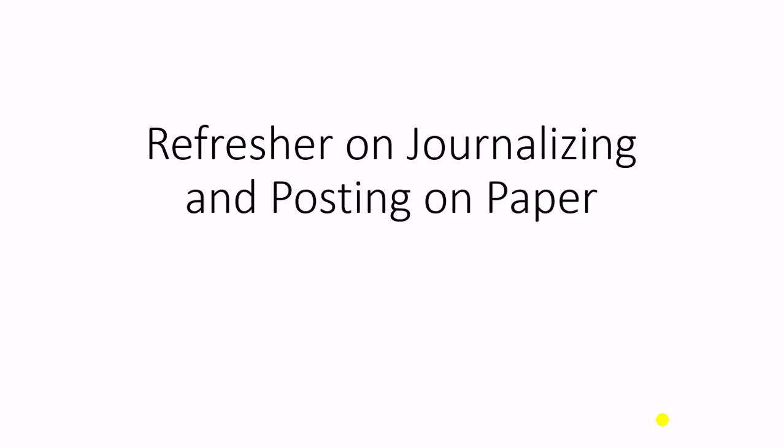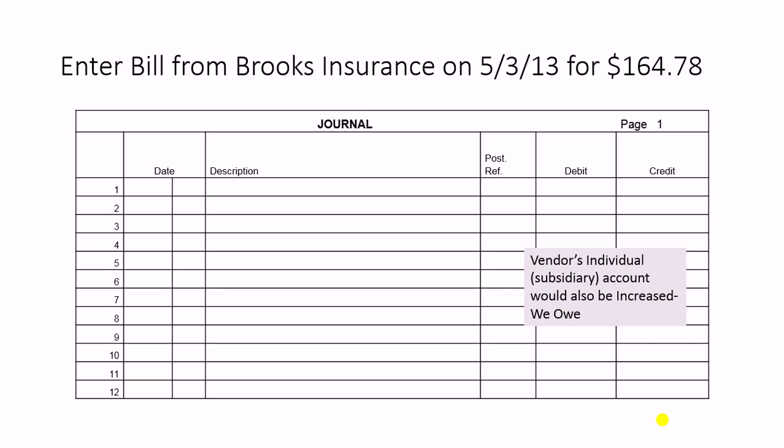Alright, we're going to have a little refresher on what we did in the Accounting 1 course to connect it with QuickBooks. Journalizing and posting. So here's your journal page. Our transaction is to enter a bill from Brooks Insurance on May 3rd for $164.78. First thing you do is you're going to date it.